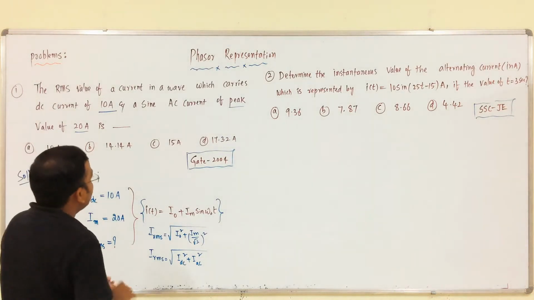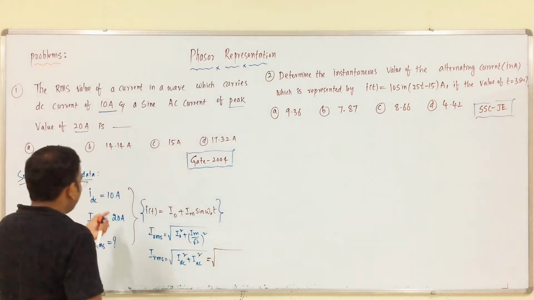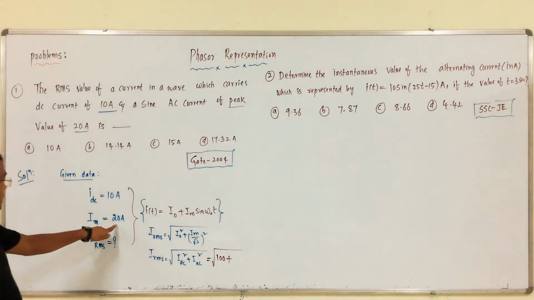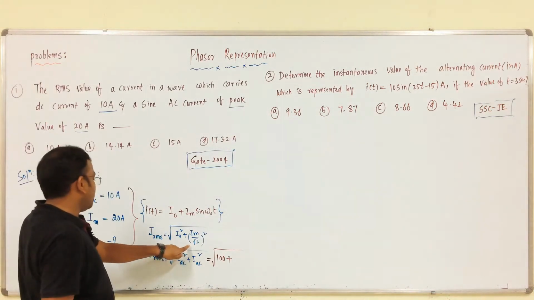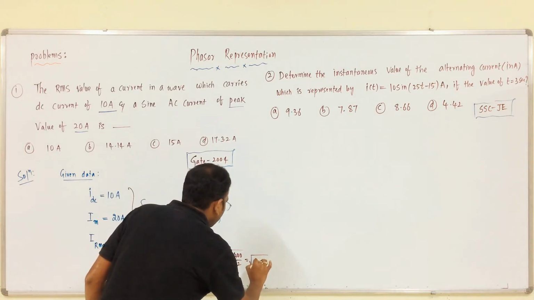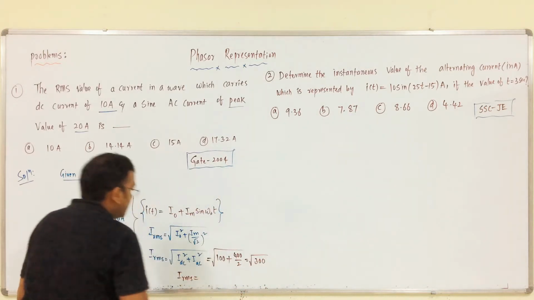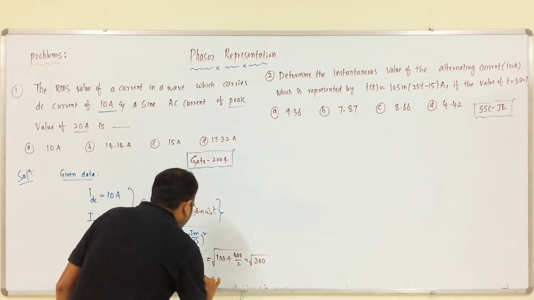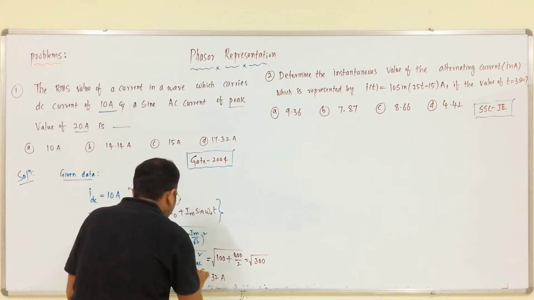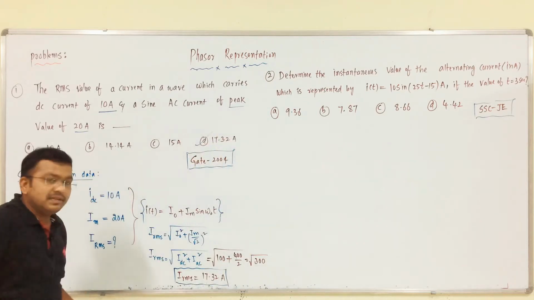Then tell me, what is the value of IRMS from this? IDC square is 10 square, 100, plus IAC square, 20 by root 2 whole square, that is 400 by 2, which is 200, so the total is 300. From this, IRMS is nothing but 17.32 amps. The answer is 17.32. The option D is correct.